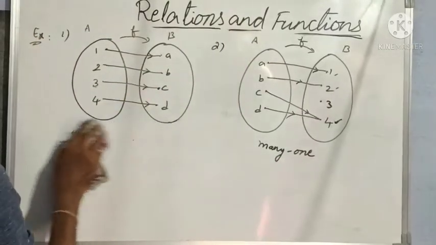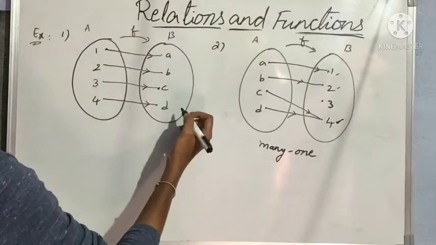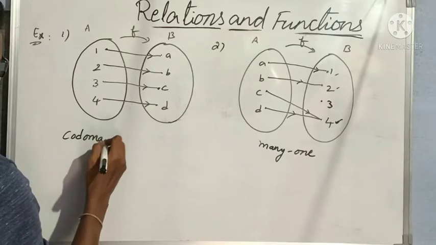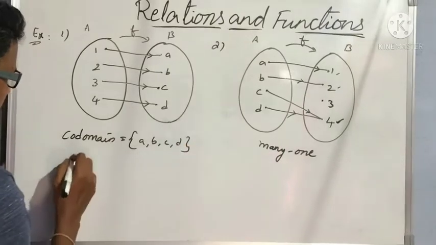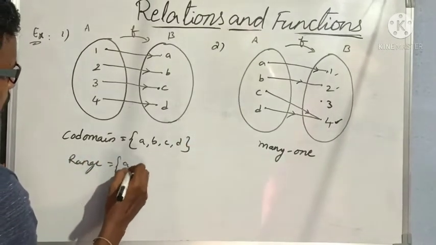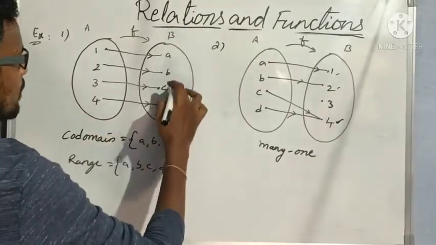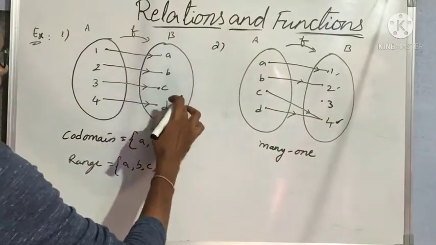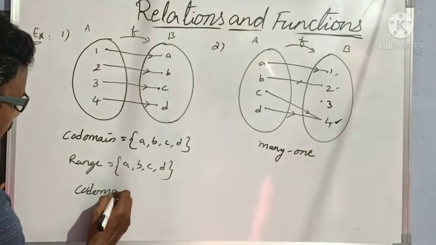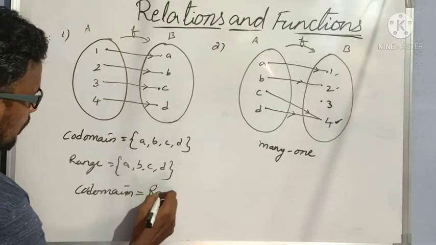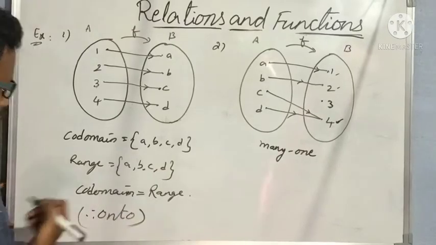Next, onto function. Onto function means the codomain and range of the function should be the same. So the codomain of B is A, B, C, D, and the range is also A, B, C, D. Codomain means all elements of B you should write, and range means all elements of B which are mapped we should write. So here all elements of B are present and all elements of B are also mapped. So codomain is equal to range here. Therefore this function is what type of function? Onto function.